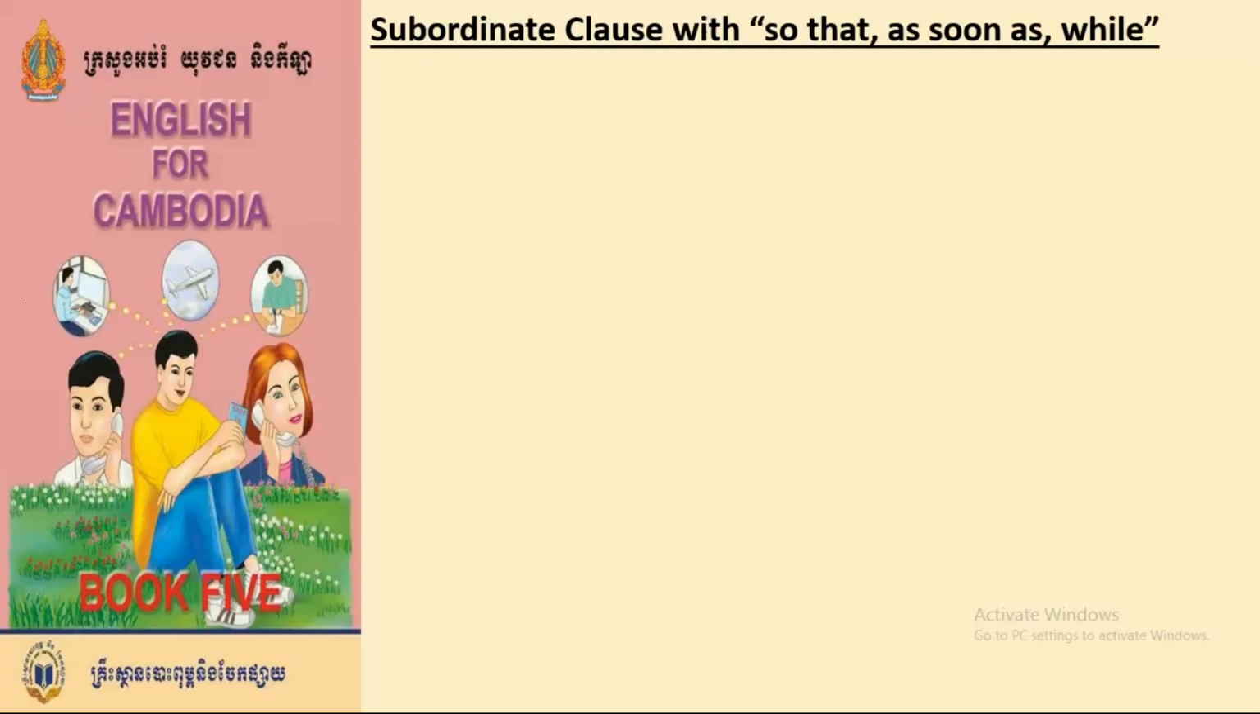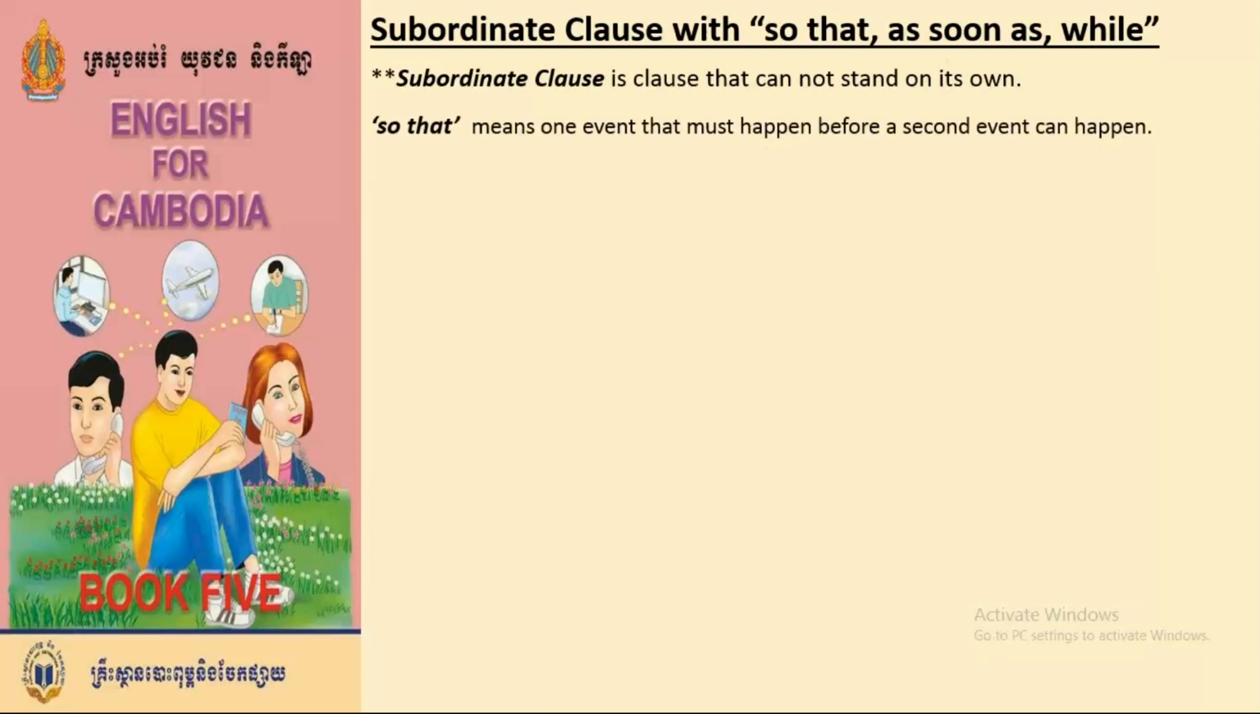This is what we call a subordinate clause. A subordinate clause is a clause that cannot stand on its own. Look here, so that is a subordinate clause. It means that one event must happen before a second event can happen. Look at the example: I will study hard so that I can pass the exam.